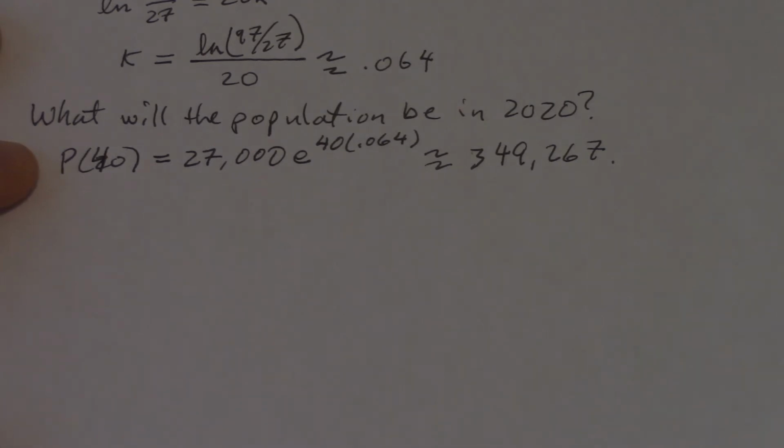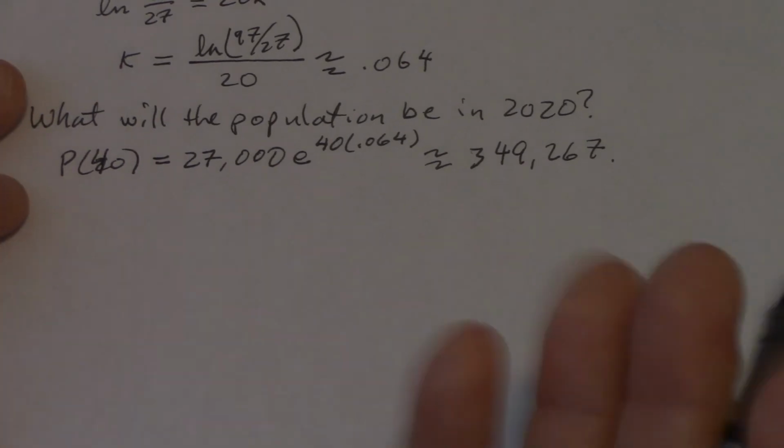So note that there are probably going to be limiting factors. Between 1980 and 2000, they annexed a lot of land, which they don't have any room to do anymore, so they're not growing as fast. So keep that in mind when you're using a model like this.